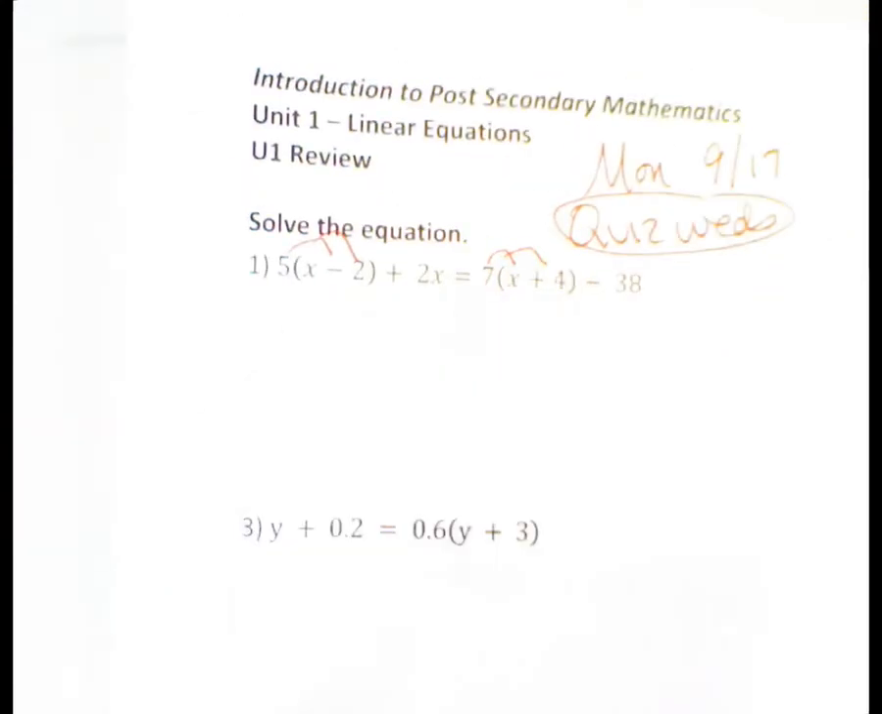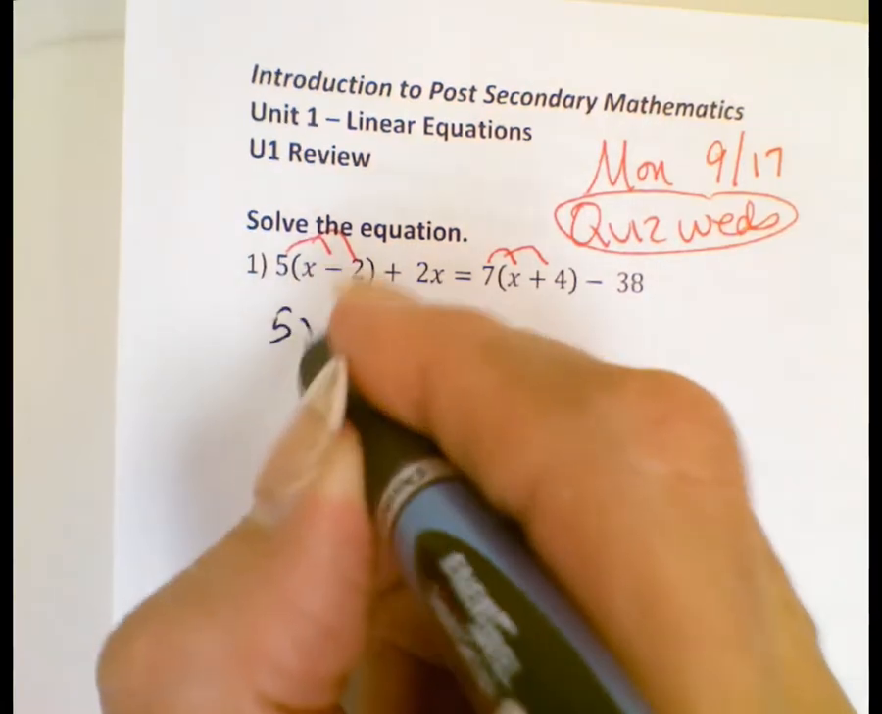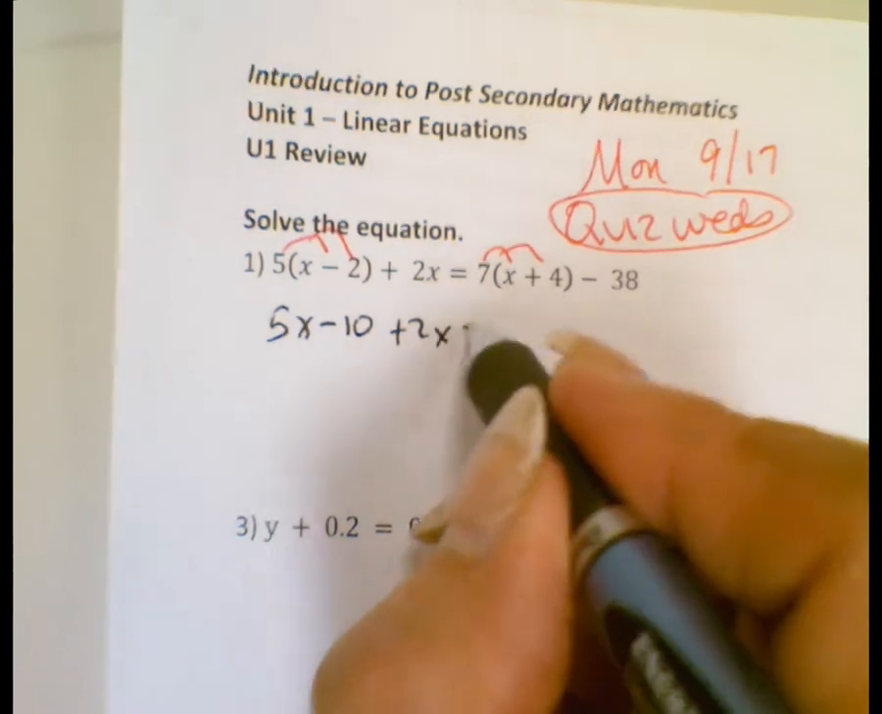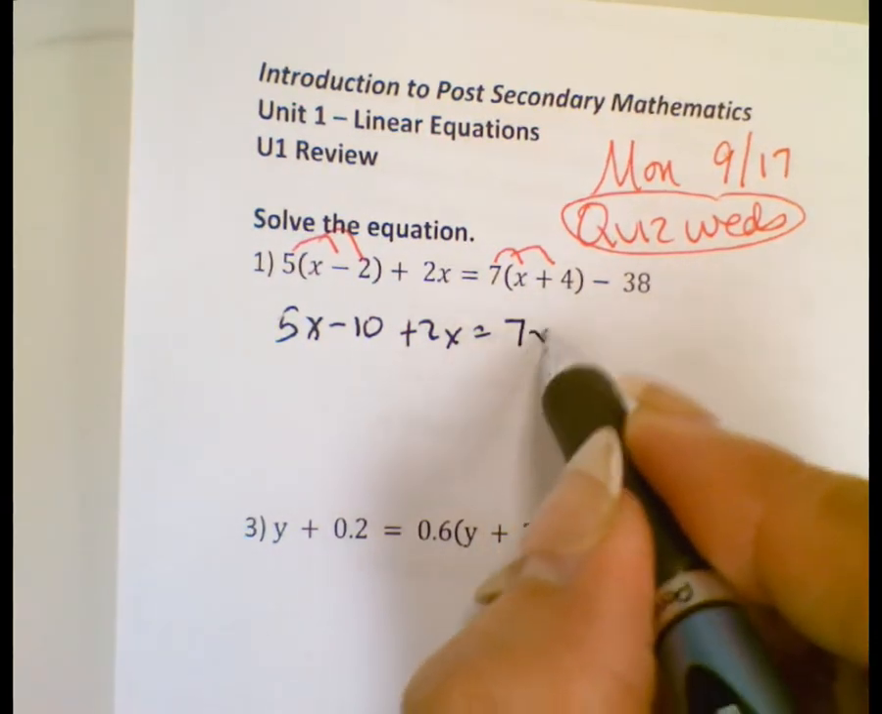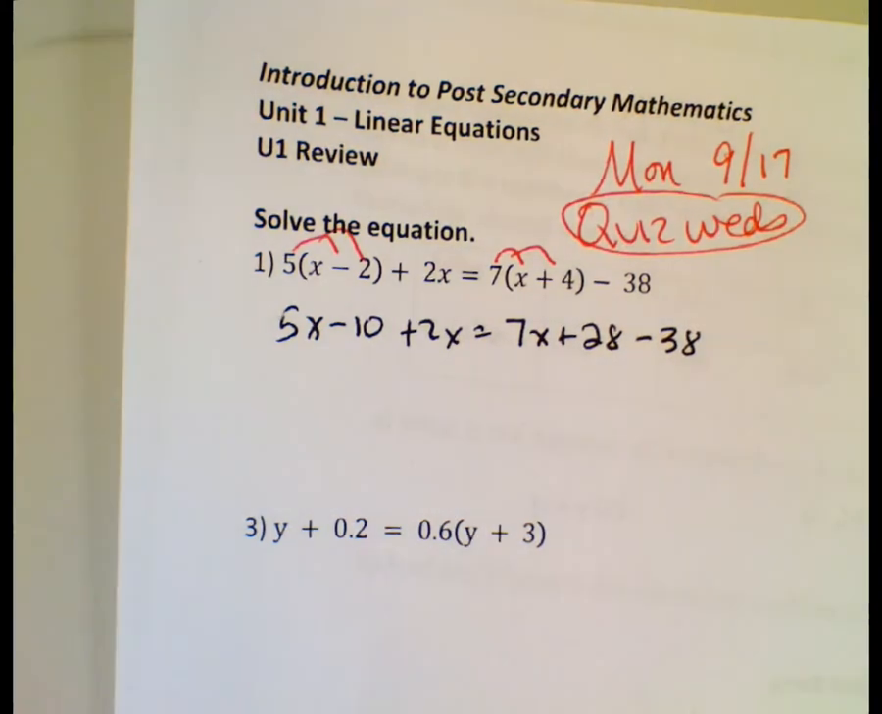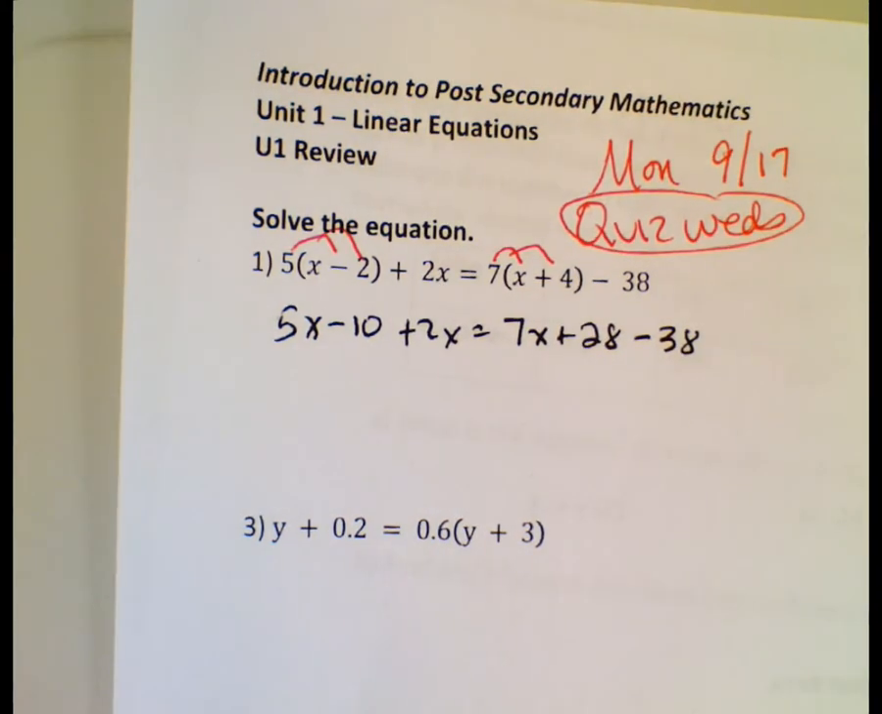So we have 5x minus 10 plus 2x. If you distribute 7, you get 7x plus 28 minus 38. That is your first step. Notice the left side has 3 terms and the right side has 3 terms. That's too many. So that means some things can be combined.